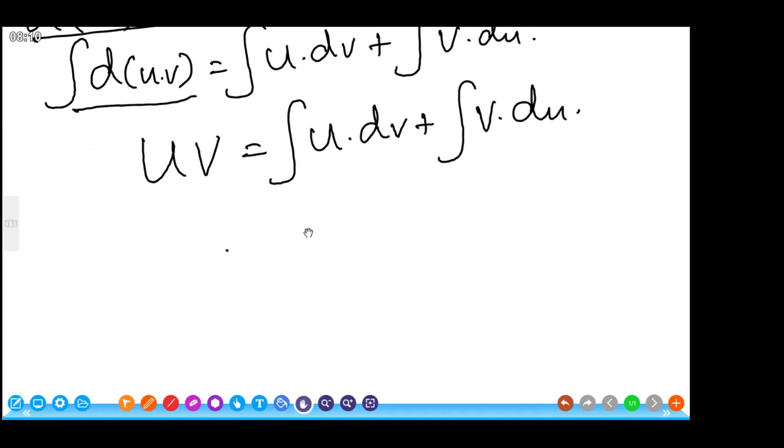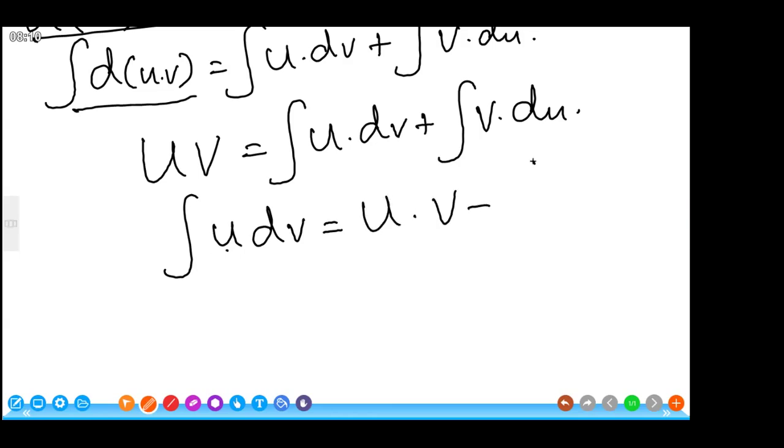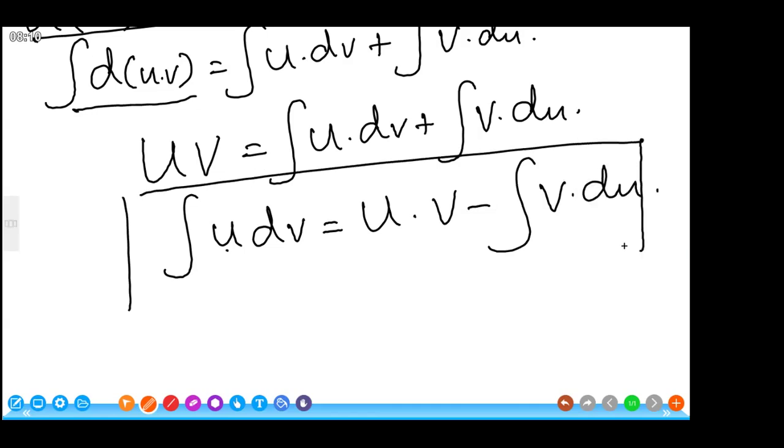So from that, the rule is you integrate u into dv, we are rearranging it, is equal to u into v minus integration of v into du. So this is the template or the rule that we are going to use for integration by parts.